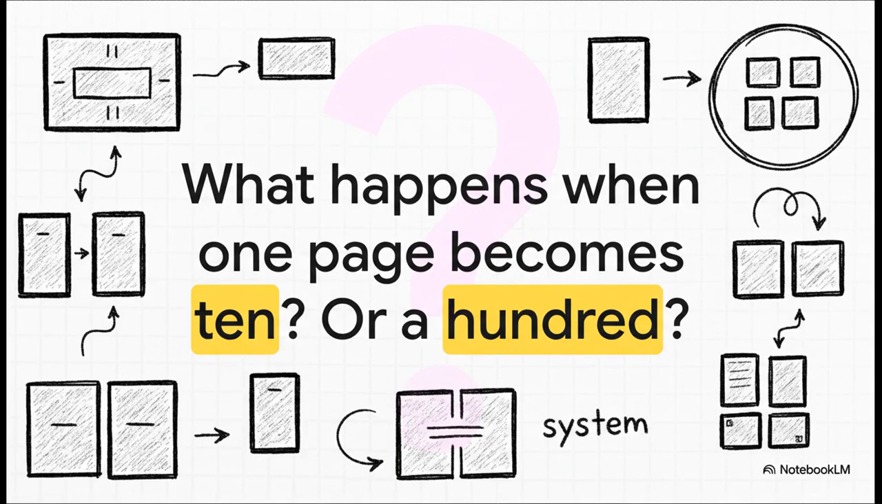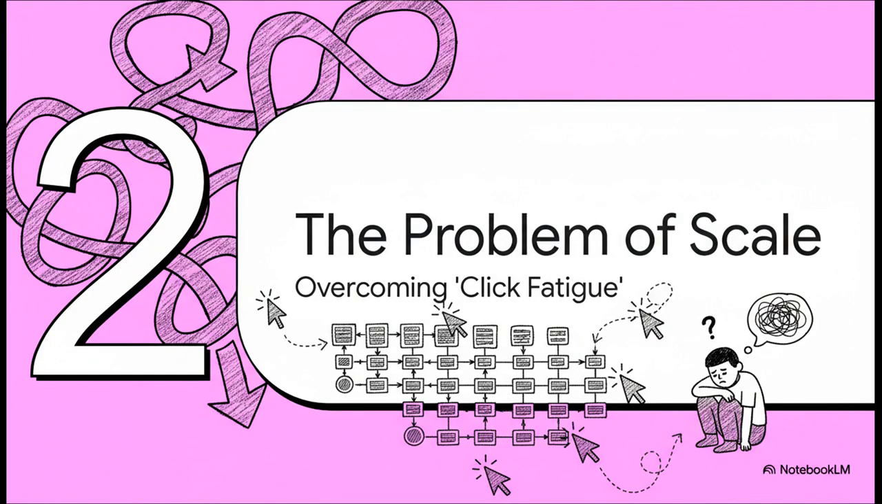But this clean setup immediately brings up a huge architectural question. Our work is meant to grow, right? So our pages are going to grow too. So what actually happens when this one page turns into 10 or 100? How do we stop our clean digital office from just turning into a sprawling, inconsistent mess? And that brings us right to the problem of scale.